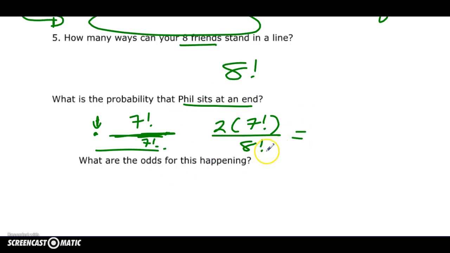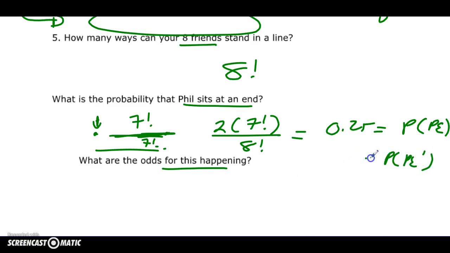And what's that? 1/828. So this is going to be 0.25 actually. That's 25%. Okay, so this works out well because what are the odds for this happening? This is the probability of Phil at the end. So I'll call this PE. Okay, the probability of Phil not at the end is going to be the complement of this, or 1 subtract 0.25, which is 0.75.